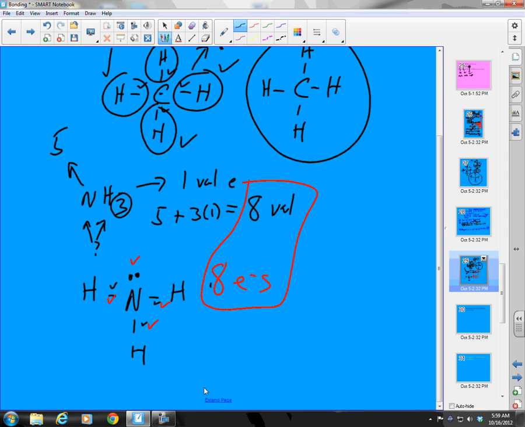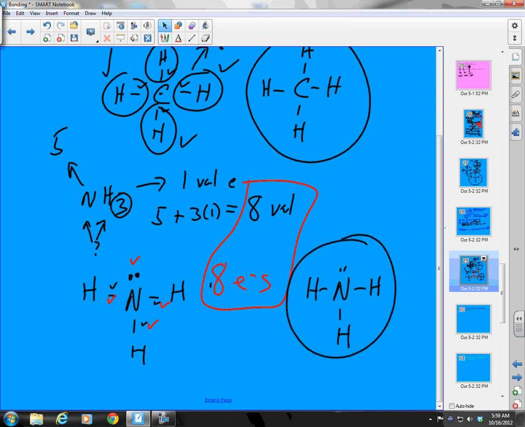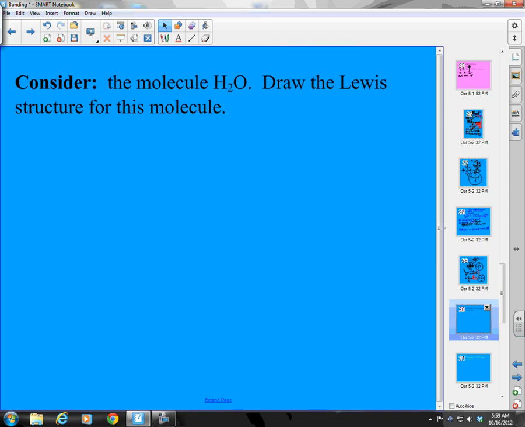So draw this in a nicer form. Looks something like this, right? There we go. There's my Lewis structure for ammonia. All right, you guys do water. Pause me and bring me back when you are done.